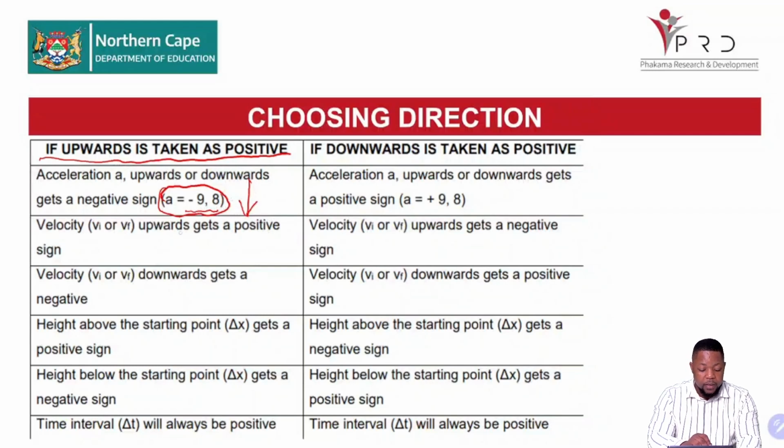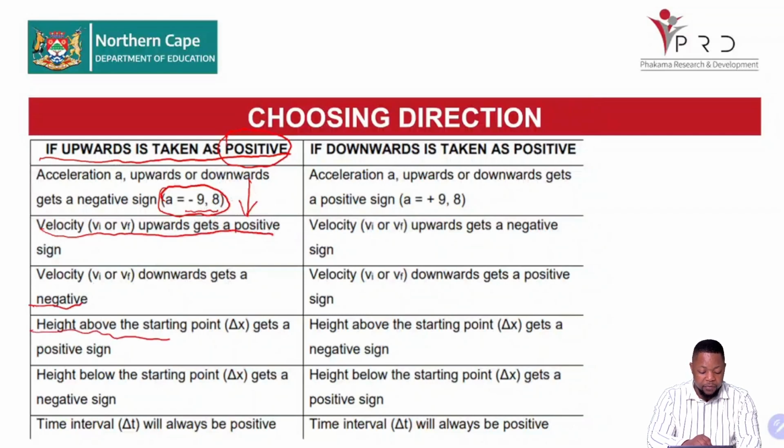Now, if upwards is taken as positive, your initial velocity and your final velocity become positive if that object is going upwards. And it becomes negative if that object is going downwards. Remember, we took upwards as positive. So anything that goes upwards is positive, anything that goes downwards is negative.